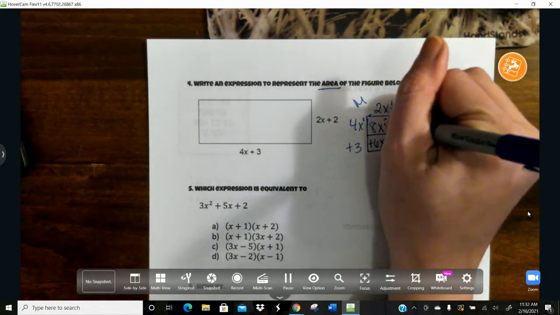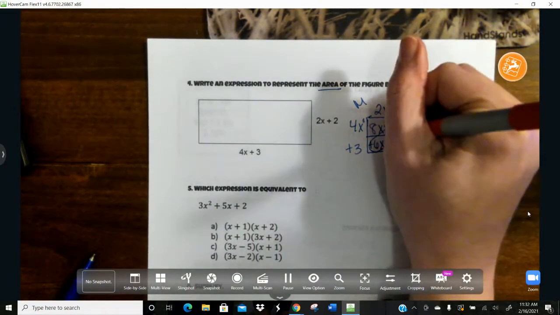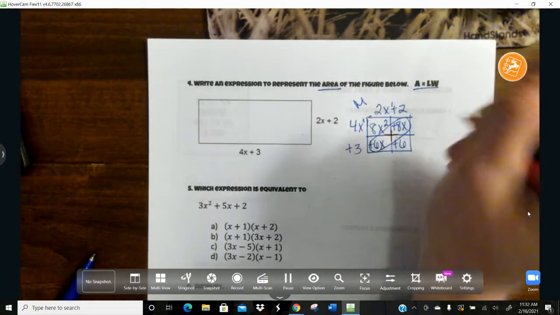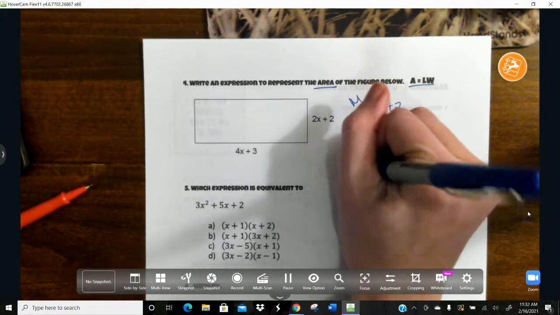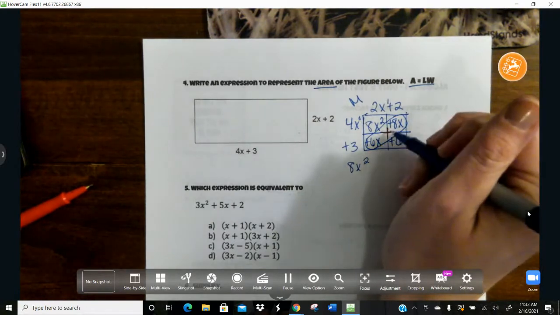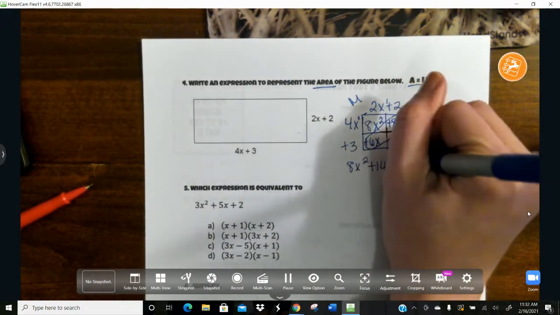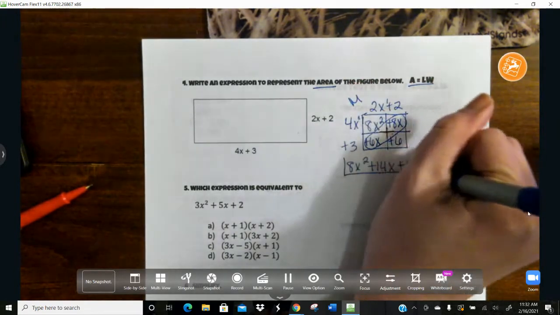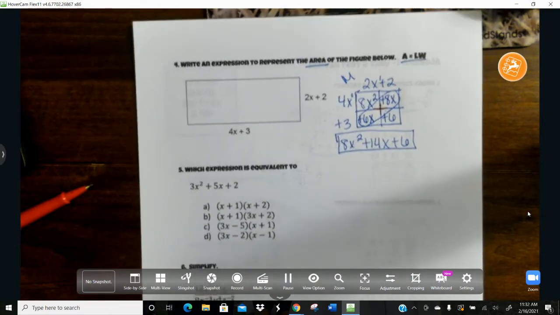I look for like terms, so these both have an x. Remember, we can think of the middle like a big plus sign. So I start in the left, 8x squared. 6x plus 8x is a plus 14x, and then plus 6. So that would be an expression for the area.